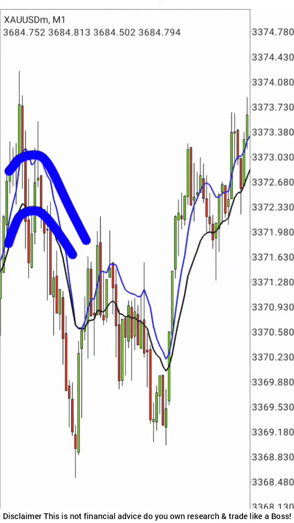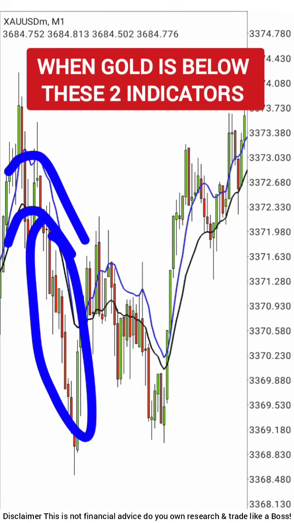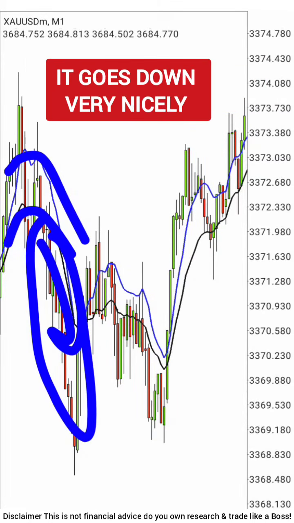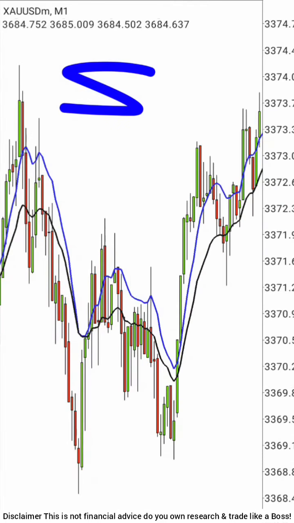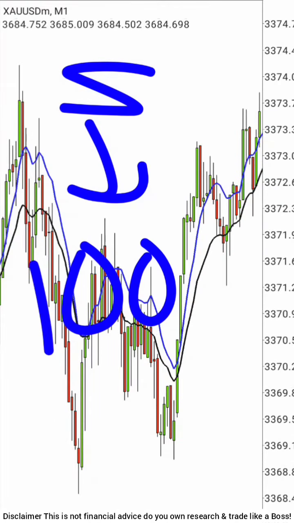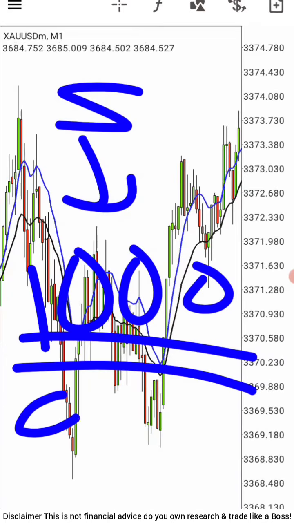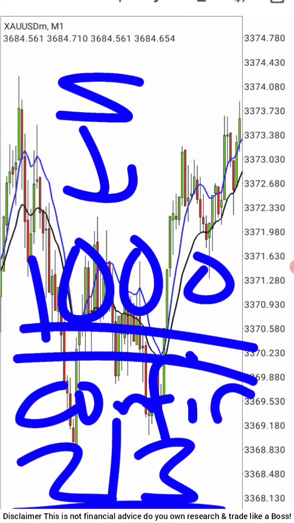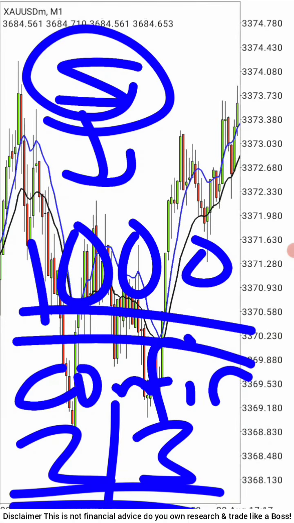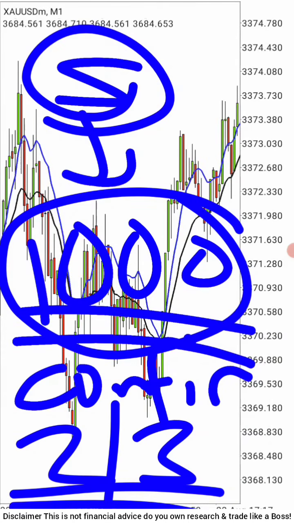So with these two indicators, you can actually see when gold is below them, it goes down very nicely, and when it's above them, it also goes up very nicely. To raise a $5 account to over $1,000, you also use some confirmations which I've just shared with you during this video. So you need to watch this video 2 or 3 times so that you can be able to do this again and again.